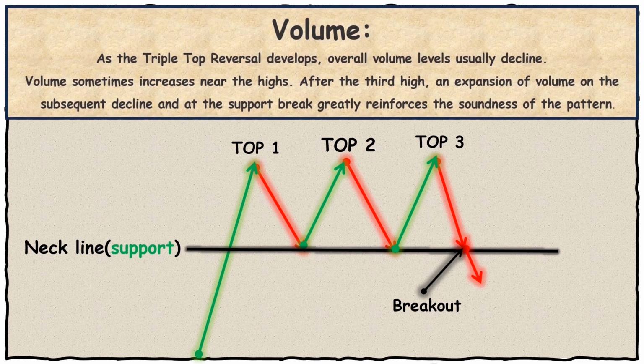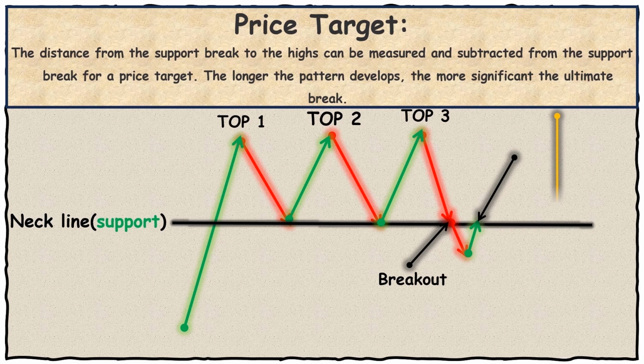Volume. As the triple top reversal develops, overall volume levels usually decline. Volume sometimes increases near the highs. After the third high, an expansion of volume on the subsequent decline and at the support break greatly reinforces the soundness of the pattern. Price target. The distance from the support break to the highs can be measured and subtracted from the support break for a price target. The longer the pattern develops, the more significant the ultimate break.